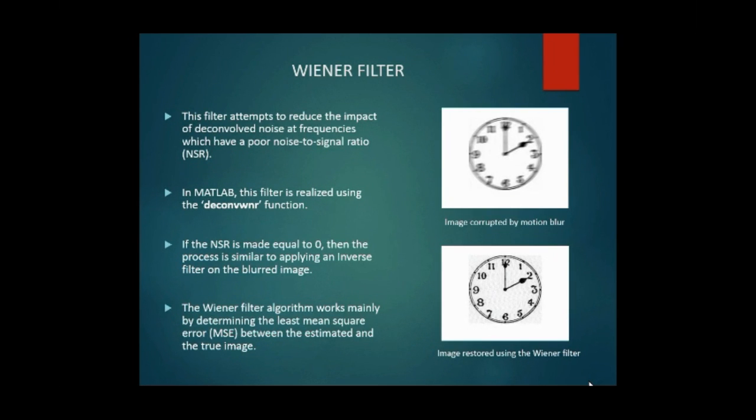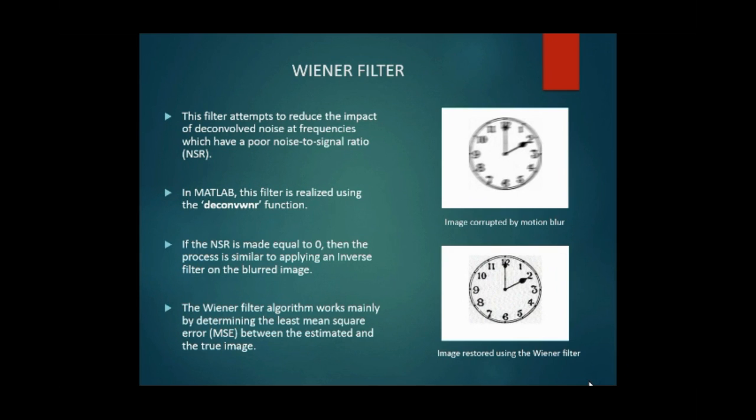Moving on, another type of noise that can corrupt an image is blurring. Images can be deblurred using the Wiener filter, which works primarily in the frequency domain. Named after its founder Norbert Wiener, the filter attempts to reduce the impact of deconvolved noise at frequencies which have a poor noise-to-signal ratio. In MATLAB, this filter can be realized using the deconvwnr function. This function takes in the blurred image, the point spread function, and the noise-to-signal ratio, and returns the deblurred image.